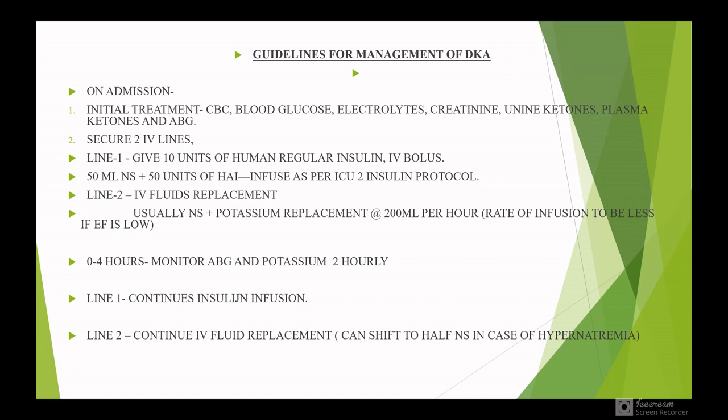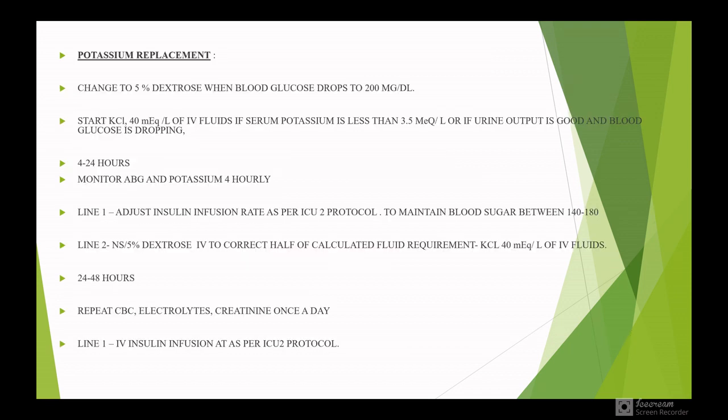Line 1 continues the insulin injection as we have secured the two IV lines, and line 2 continues IV fluid. Can shift to half NS in case of hypernatremia. And in the same way we have to do the potassium replacement. Change to 5% dextrose when the blood glucose drops to 200 mg per dL. As it is more than 250, we give the insulin treatment. Now when the blood glucose level decreases to 200 mg per dL, we start giving 5% dextrose. Start KCl with 40 mEq per L of IV fluid if serum potassium is less than 3.5 mEq per L, or if urine output is good and blood glucose is dropping.